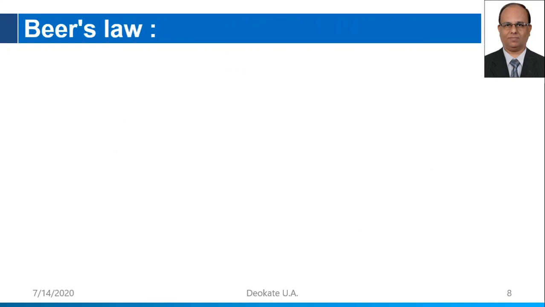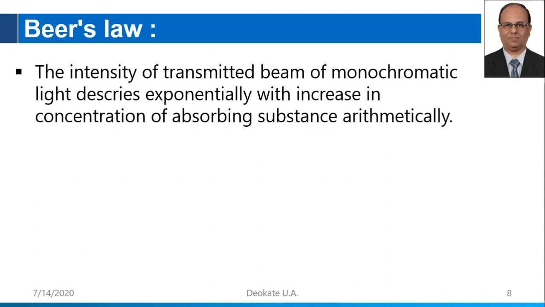So now we'll go towards Beer's law. We have seen that Lambert's law is for solid substances, when the light is passing through the solid. Beer's law is for solutions. The intensity of the transmitted beam of a monochromatic light decreases exponentially with an increase in the concentration of absorbing substances arithmetically. Here also the path length is set by holding the liquid in the cuvette, and the concentration of that liquid will result in a change in intensity of the transmitted beam, which we are measuring in Beer's law. So as we increase the concentration, the intensity of the transmitted beam will decrease.